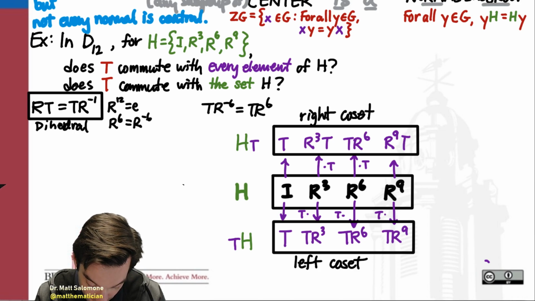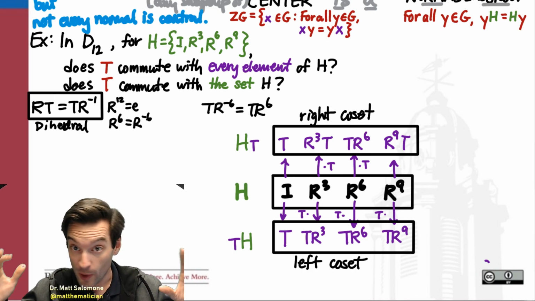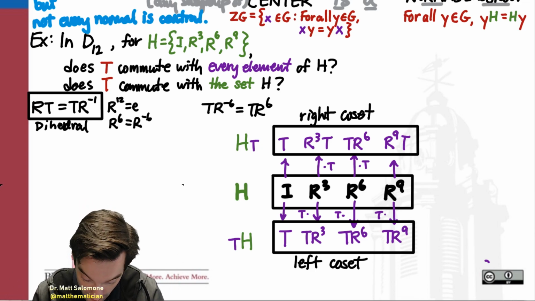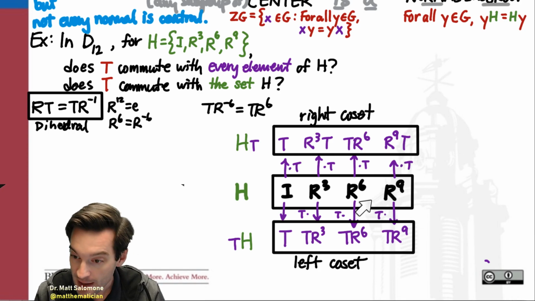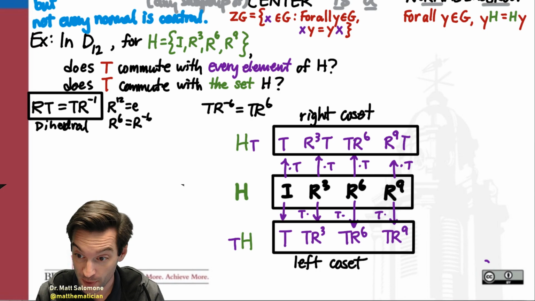All right, so if I were with all of you in a classroom right now, I would ask you, what do you notice and what do you wonder about what's just happened here? We multiplied every element of this subgroup H on the right by T, and we also multiplied every element on the left by T. And it turned out that T commuted with R to the 6th, because the element I got both of those times was exactly the same. TR to the 6th and R to the 6th T are equal in the dihedral group D12.